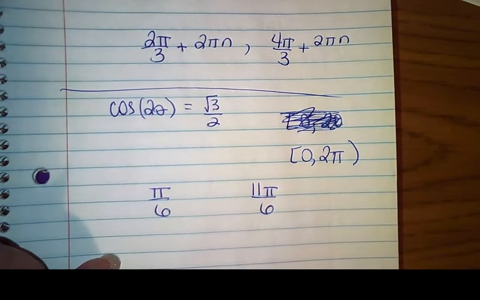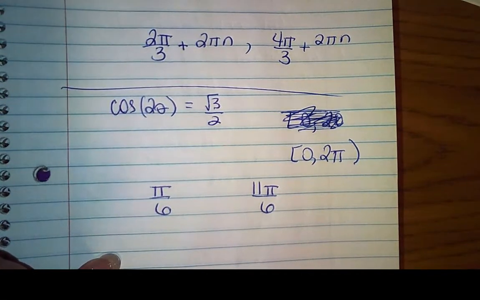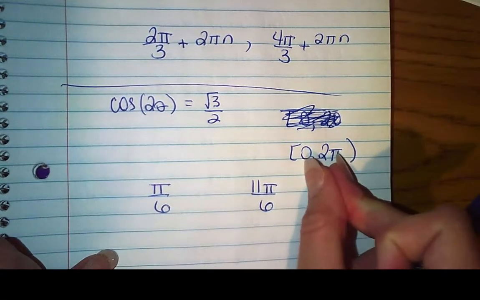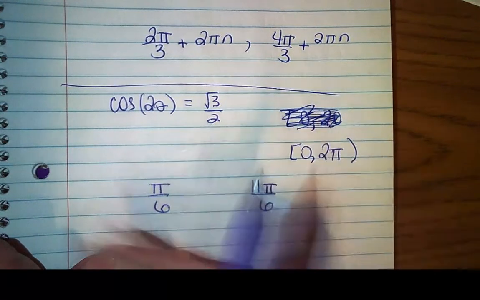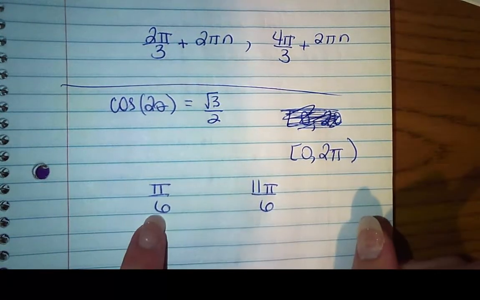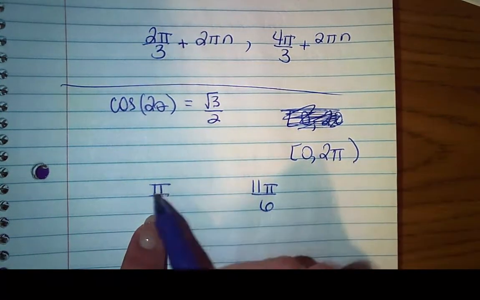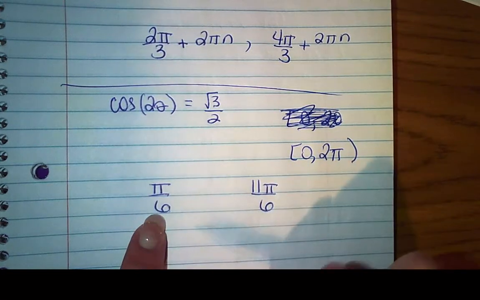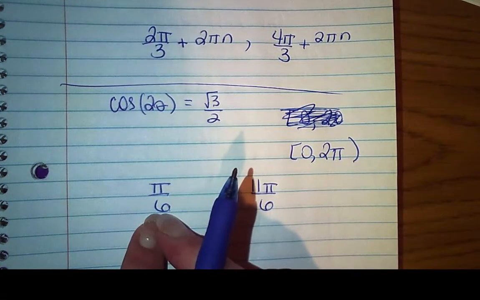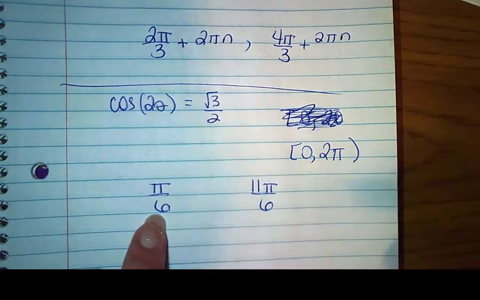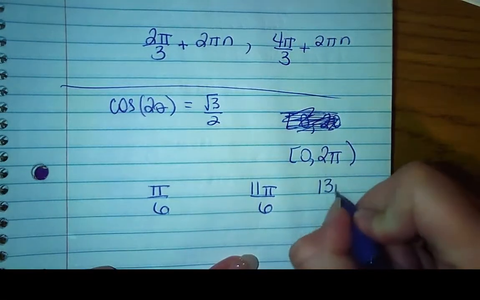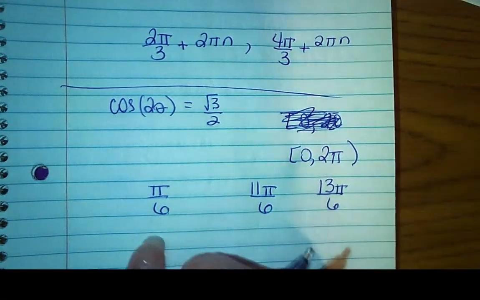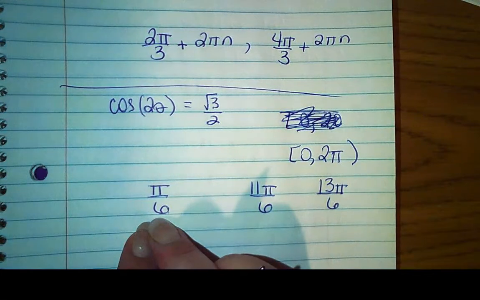I'm going to, and you don't know why yet, go ahead and find the next 2 places. So even though I'm restricted within 1 lap of the unit circle, I'm going to find 2 more. So what is 11 pi? Oh, sorry, I just lied. What is 1 pi over 6 plus a lap? So 1 pi over 6 plus 12 pi's over 6 is 13 pi's over 6. So all I did was add 2 pi to this.